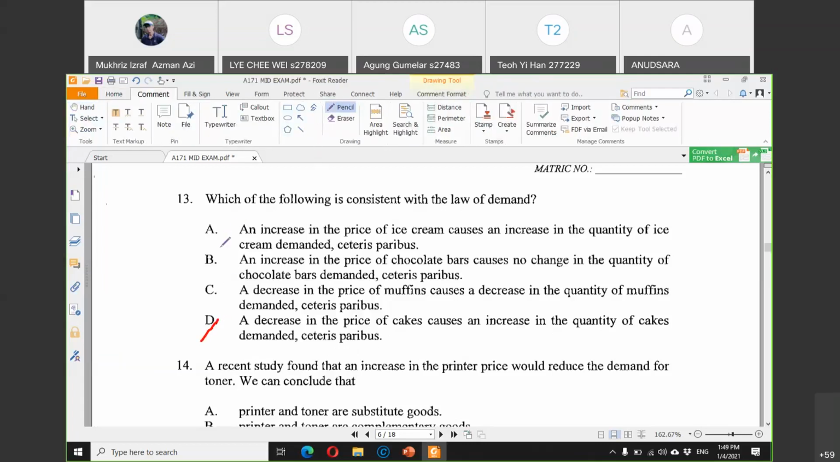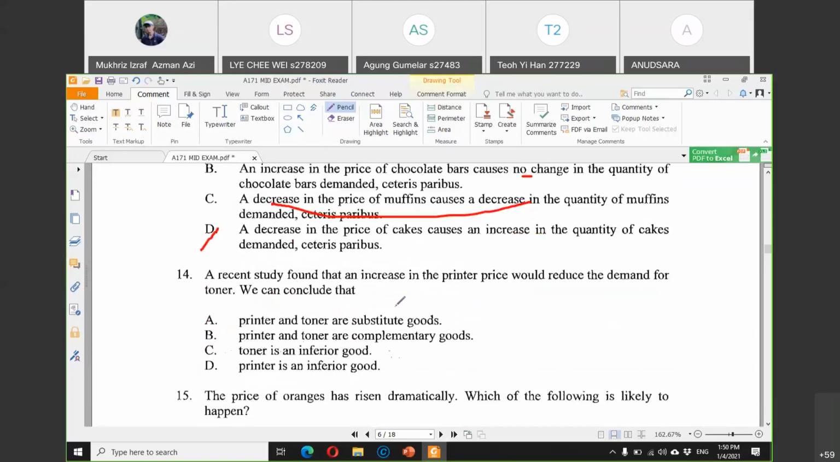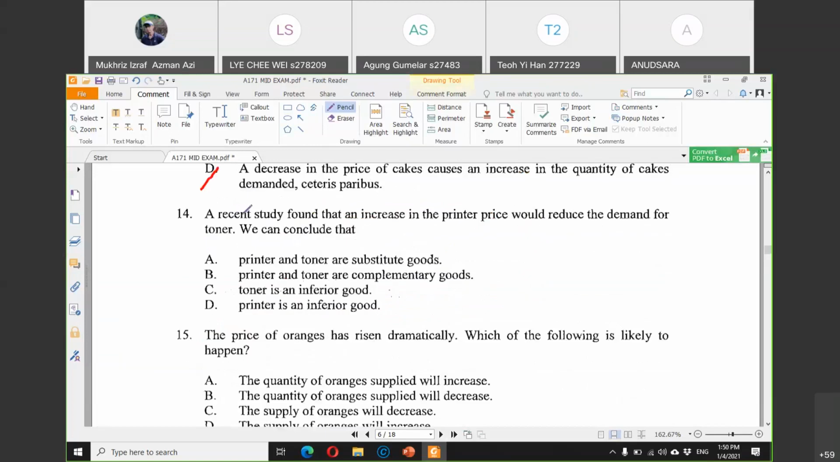So let's see A, B, and C. Increase in the price of ice cream causes an increase. Of course this is wrong because this is increase and increase. Increase in chocolate bars, no quantity, of course wrong. Decrease in muffin, decrease in quantity. So C and A are almost similar, because this one is decrease, and this one is increase and increase. So I think this is a pretty simple question to answer. Okay, 14.